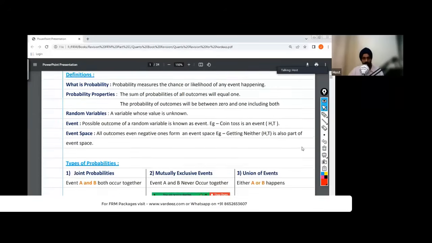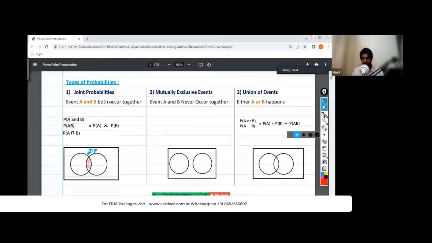Moving on to the types of probabilities that we have, and there are many different types. Let's go through these quickly. What is a joint probability? As the name suggests, joint means joining two events. So how do you find the probabilities for that? When we say that event A and B both occur together, that's a joint probability. Notation wise, this is how it looks: probability of A and B.